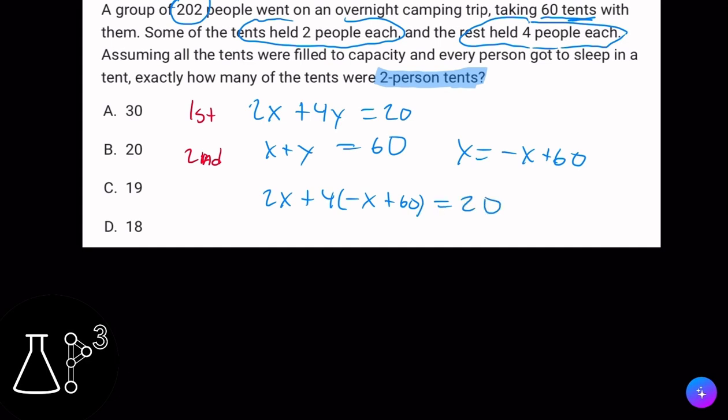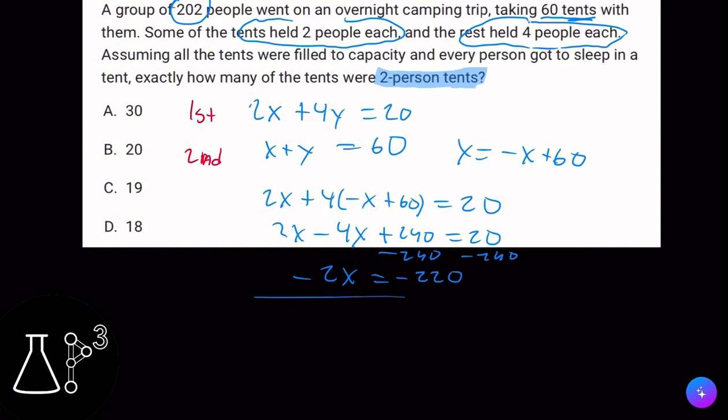Now let's plug in all the numbers. So I'm going to have 2x, and then positive 4 multiplied by negative x is going to give me minus 4x, and then plus 240, which equals 20. So now combine like terms. Negative 4x plus 2x is going to give me negative 2x. And if I subtract 240 on both sides, that's going to equal negative 220.